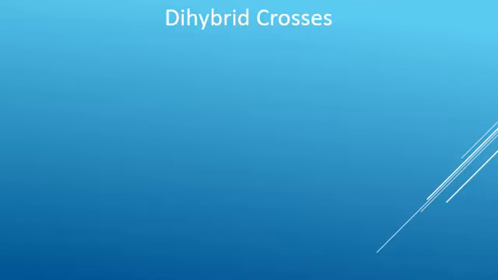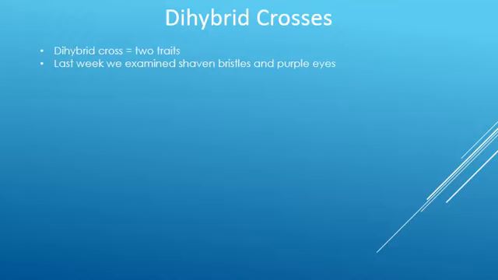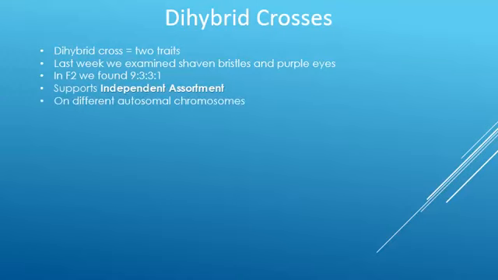So then we will go on to examine more complex inheritance patterns using dihybrid crosses. Recall that we did some dihybrid crosses last week, and that's where we used two traits at a time. For example, last week we did shaven bristles and purple eyes as a combination, and we found that in the F2 we got the 9:3:3:1 ratio. Note that this ratio is what we expect when there is independent assortment, as Mendel had found.